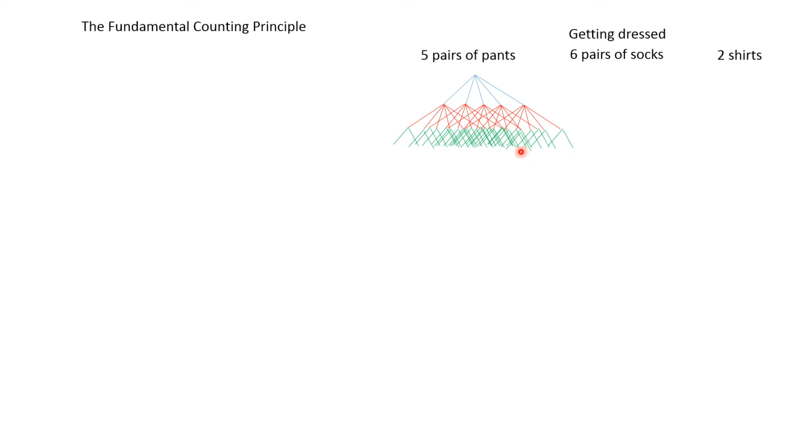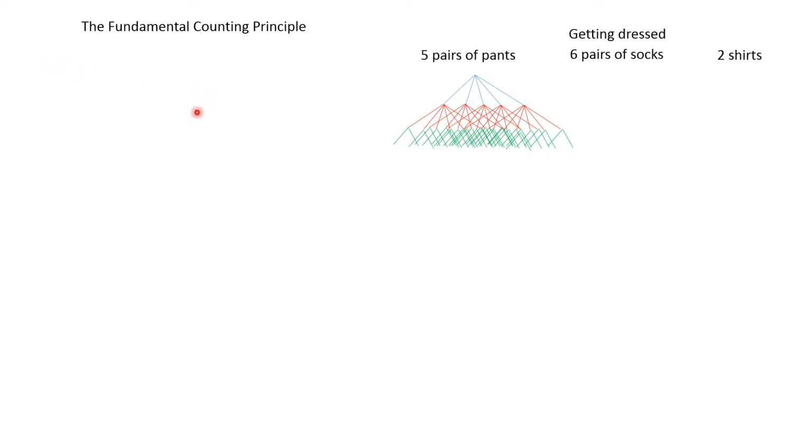But this is silly, especially because this is actually a fairly small type of problem. 5, 6, and 2 for our options. That's not a lot. Most of the time it'll be bigger. We don't want to have to make a diagram like this. And so that brings us to the fundamental counting principle. How can we count the number of ways without actually physically counting the number of ways?